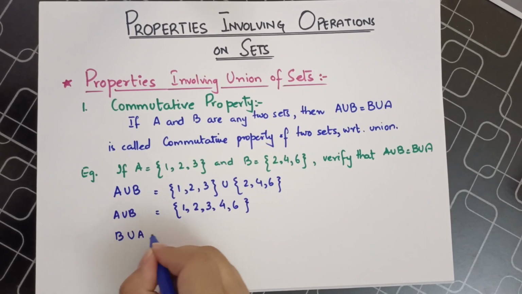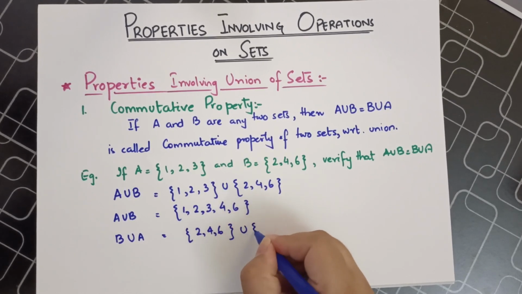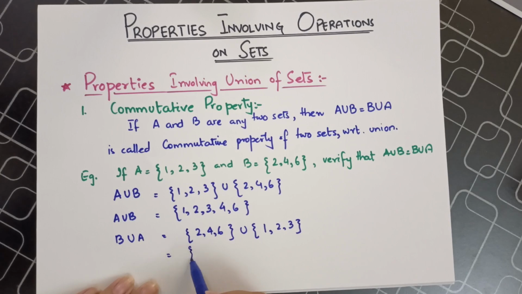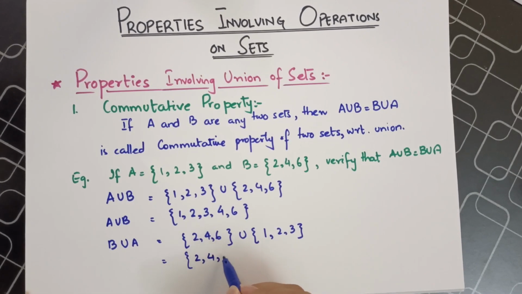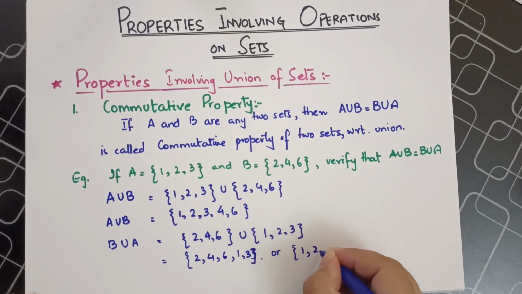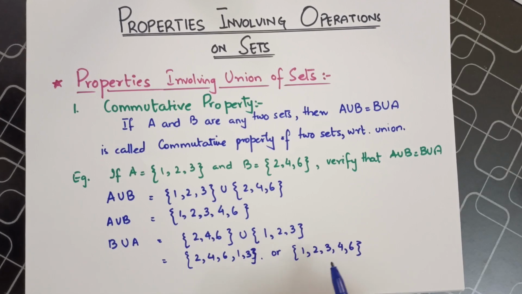Now let's find out B union A, which is {2, 4, 6} union A, which is {1, 2, 3}. If I write it, it is {2, 4, 6, 1, 3}. Or you can also write it as {1, 2, 3, 4, 6}. Both mean the same thing. We have already organized the numbers in sequence. So here you can see that the answer for A union B and the answer for B union A are the same. So A union B is equal to B union A.